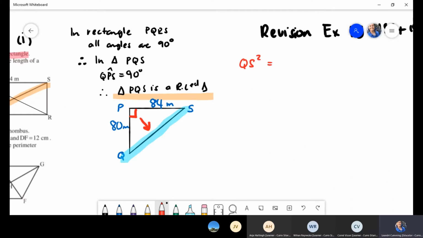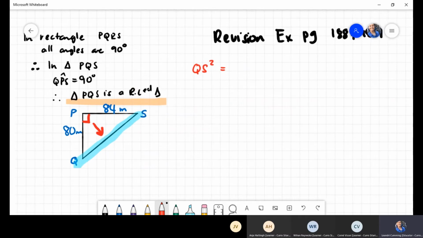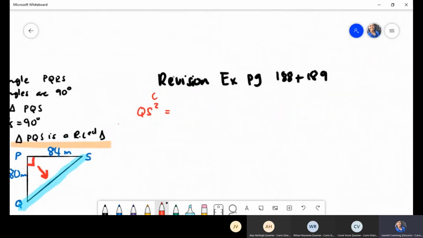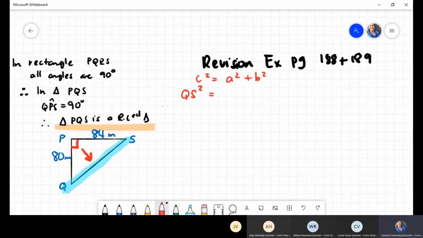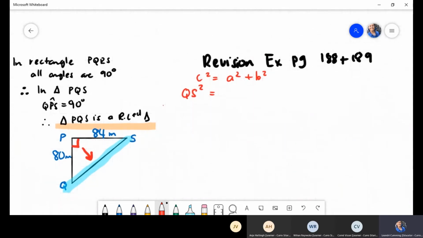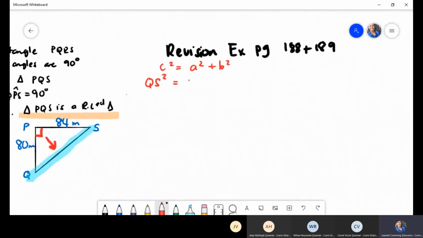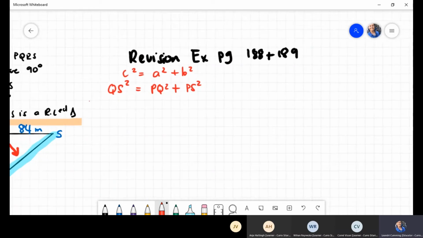QS squared, let me just set up what my triangle's lengths are, in what order they'll be. Why am I saying QS squared is equal to? Because it is the hypotenuse. According to the Pythagorean theorem, C squared will be equal to A squared plus B squared. Let's just remember that, okay? So I'm making the statement in this triangle that QS squared is equal to PQ squared plus PS squared. Why may I make that statement?